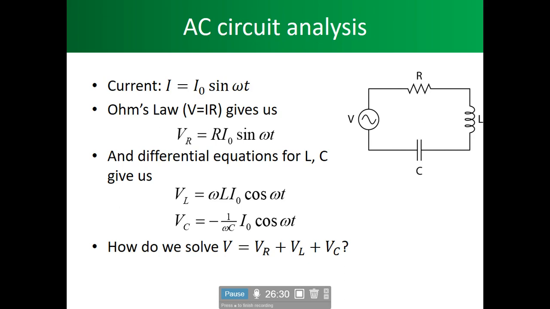Now we have here an AC circuit, and we would like to know how we go through this AC circuit. So what we want to do is be able to find the voltage of an AC circuit.